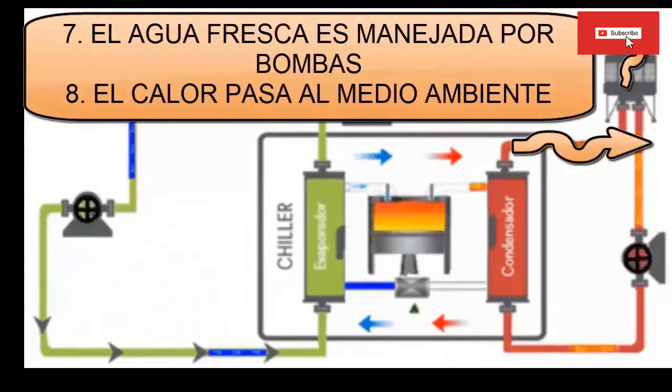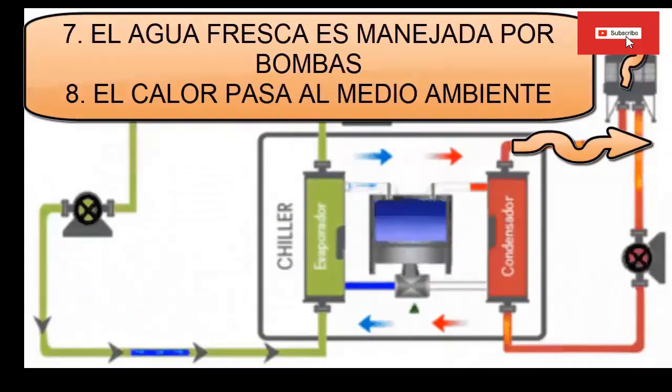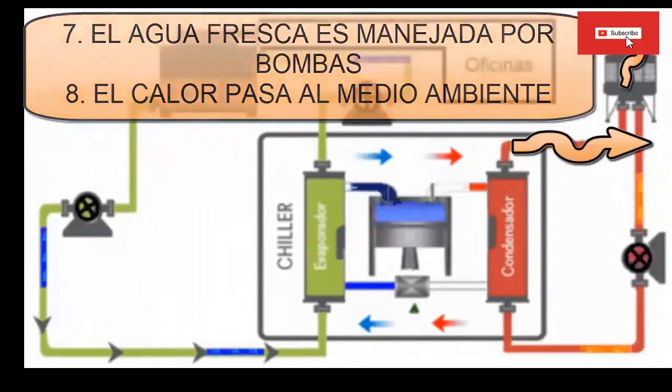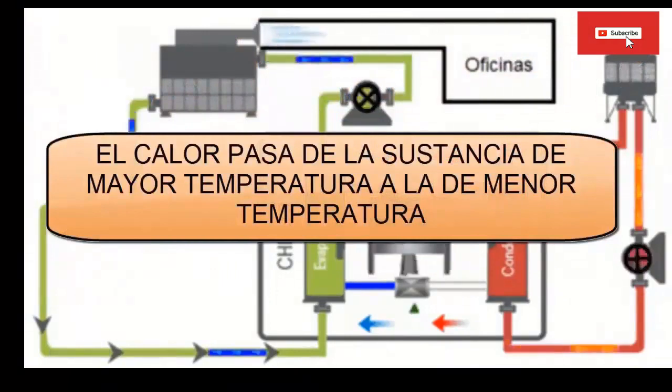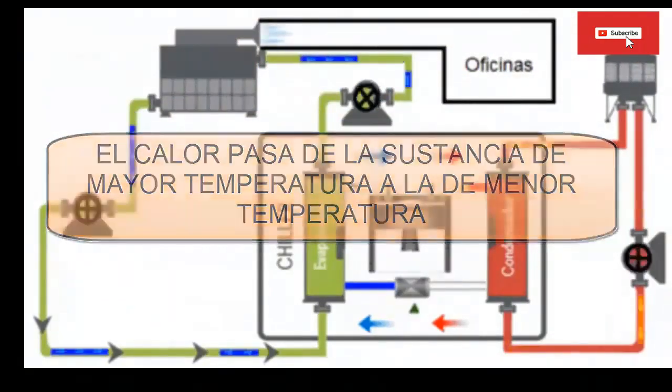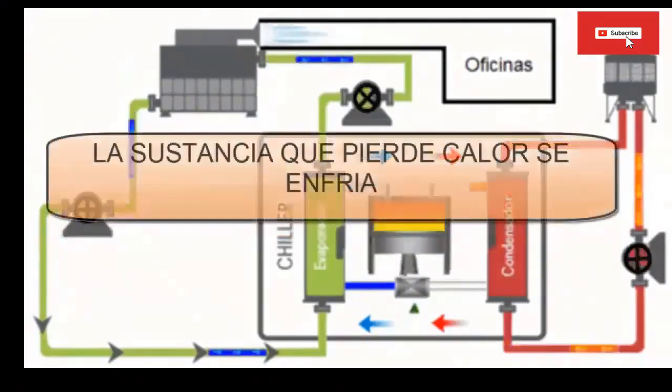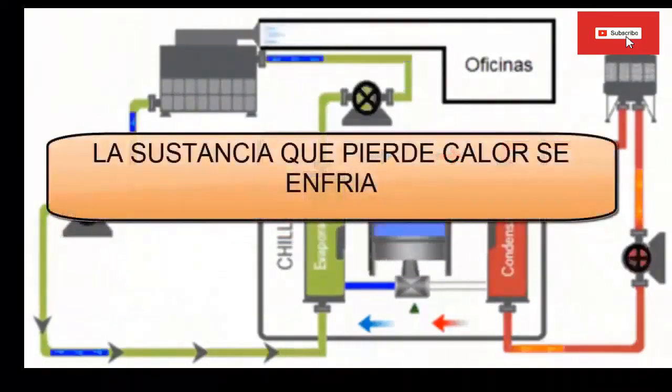to the outside environment. As we can see, for there to be heat exchange between two substances, one needs to have a higher temperature than the other. Therefore, heat always passes from the substance of higher temperature to that of lower temperature. So we can say that the substance that loses heat cools and the substance that gains heat gets hot.